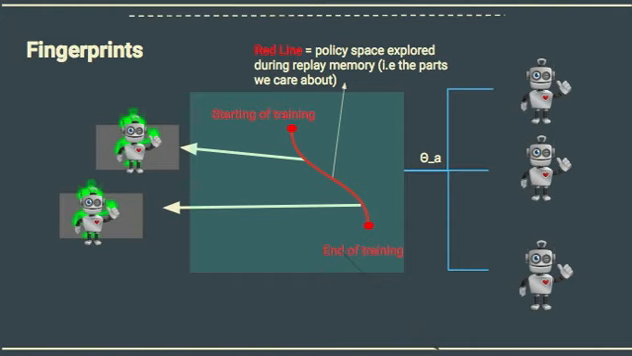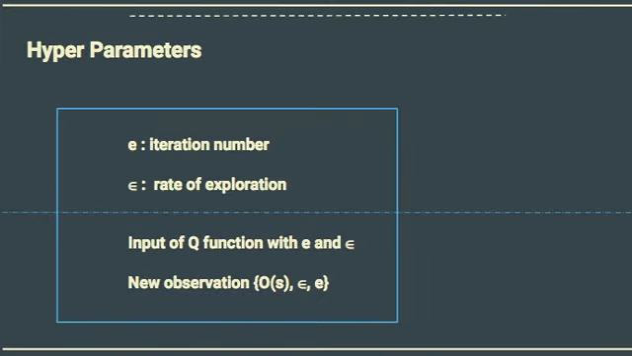So the idea, in a very clear way, is that we just don't need to condition over all the weights during the whole process of training. We just need to condition over the observations that we have, and therefore the weights that we observe during the experience replay. And we also have two hyperparameters. We have the iteration number and the rate of exploration.